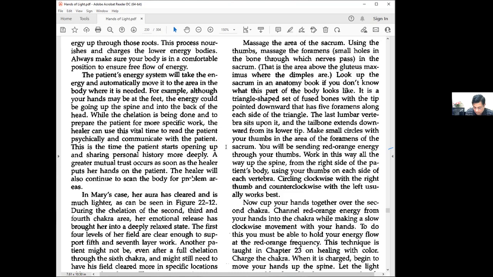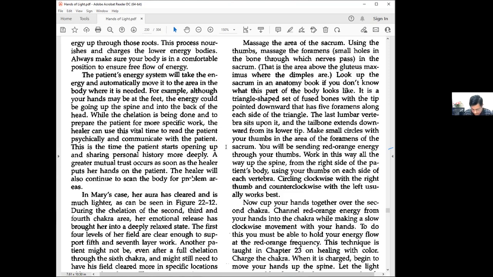Make small circles with your thumbs in the area of the foramen ends of the sacrum. You will be sending red-orange energy through your thumbs. Work in this way all the way up the spine from the right side of the patient's body, using your thumbs on each side of each vertebra. Circling clockwise with the right thumb and counterclockwise with the left usually works best.